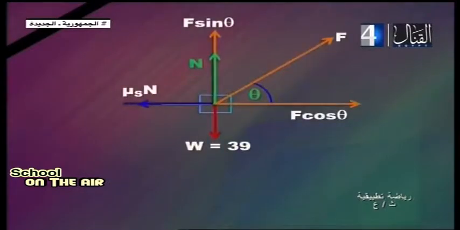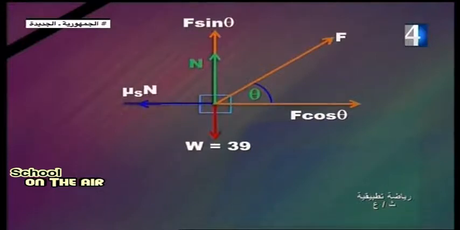Look at the graph representing the body, its weight 39, and the force F acting on the body, inclined to the horizontal with angle theta. We resolve F into two components: F cosine theta in the horizontal direction, F sine theta in the vertical direction. We know that we have the normal reaction N, and opposite to F cosine theta is mu s N.